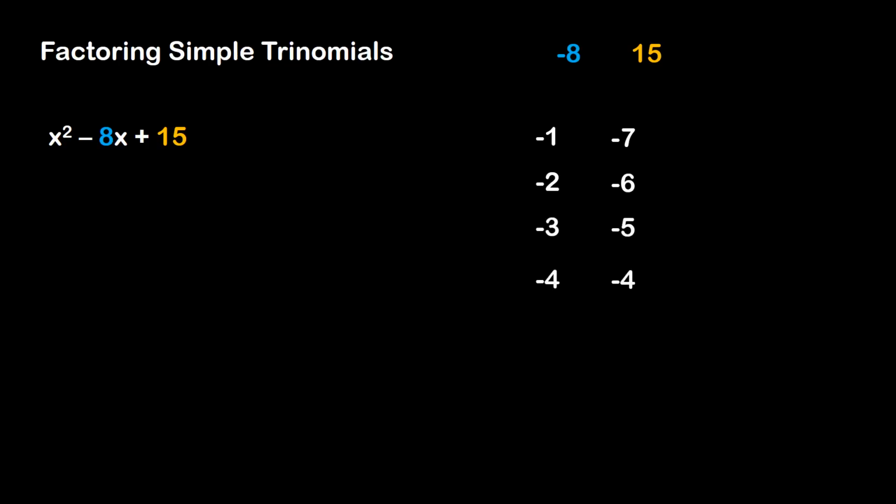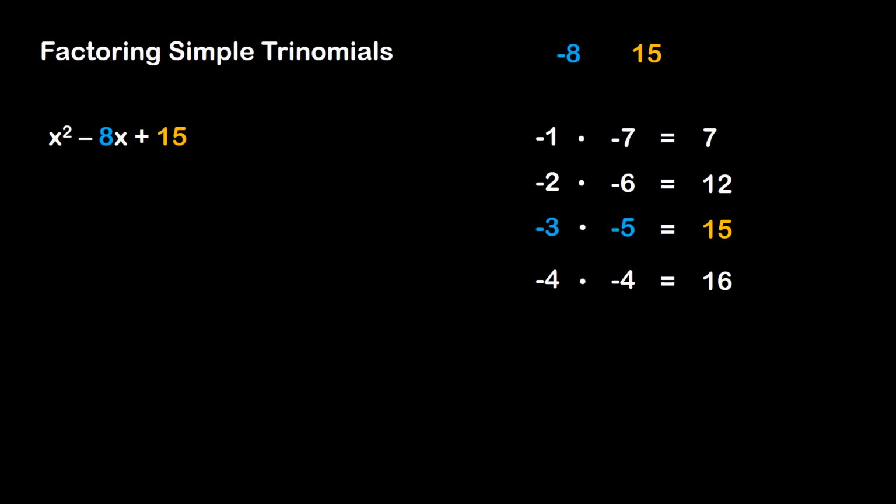Once again, we can multiply each of these pairs of numbers. We have that negative 1 times negative 7 is 7, negative 2 times negative 6 is 12, negative 3 times negative 5 is 15, and negative 4 times negative 4 is 16. So there you go, negative 3 times negative 5 is 15, which is the number that we are looking for. So the two numbers that add up to negative 8 and multiply to 15 are negative 3 and negative 5.